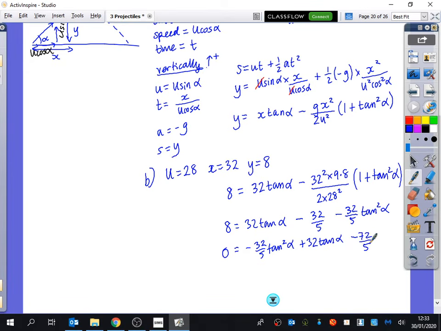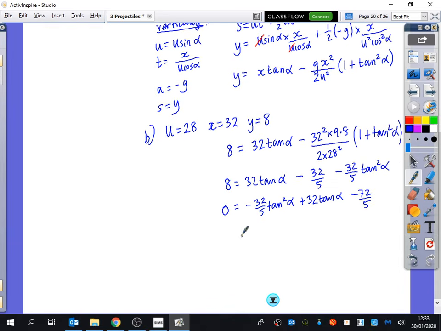So it's a quadratic. Who wants to do it? Who's going to tell me what the two values of tan alpha are?